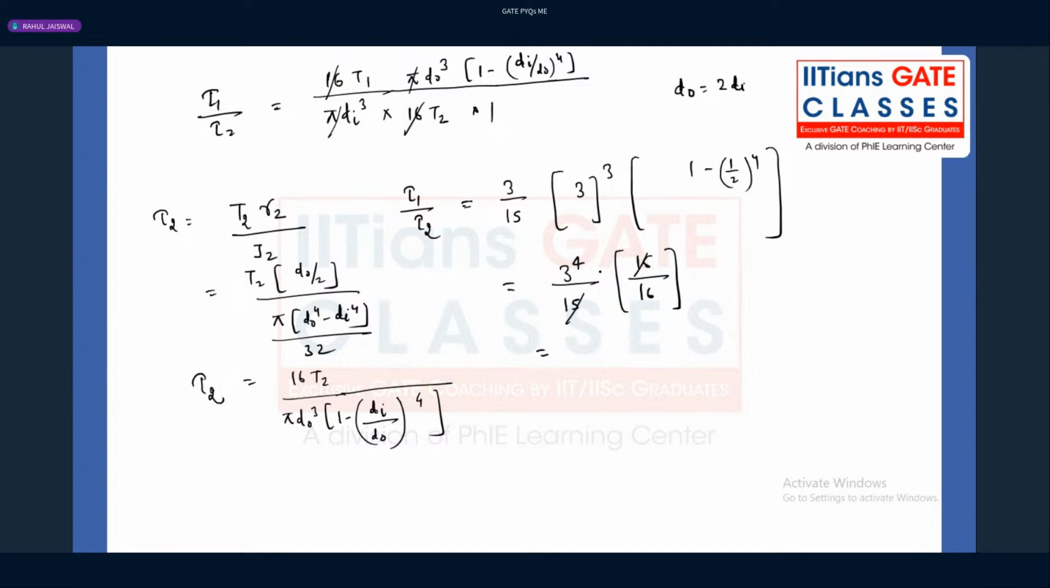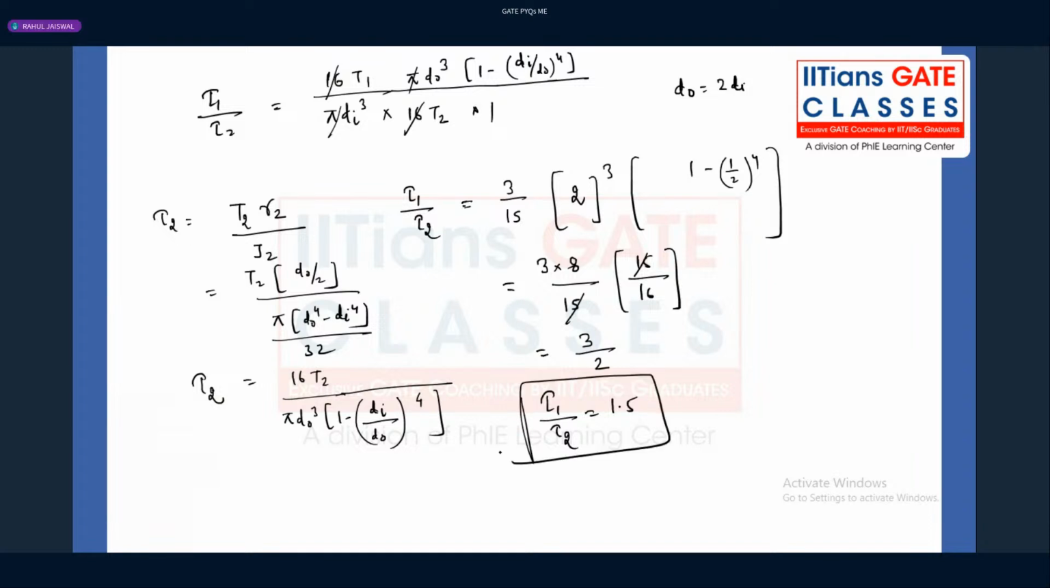What we can get, guys, from here? It's a 2 cube because D naught by Di is nothing but 2. Sorry, guys, here it's 2, and here it will be 8. So it's 3 by 2, which is nothing but tau 1 by tau 2, will be what, guys? 1.5.